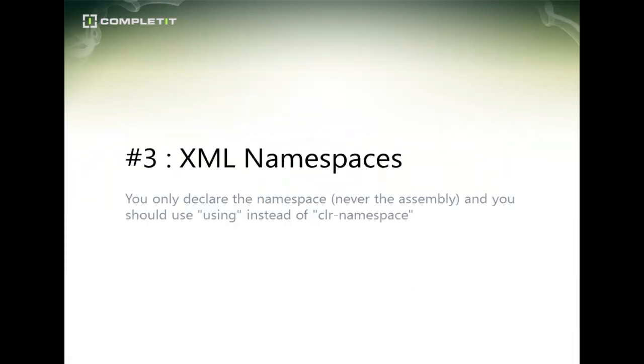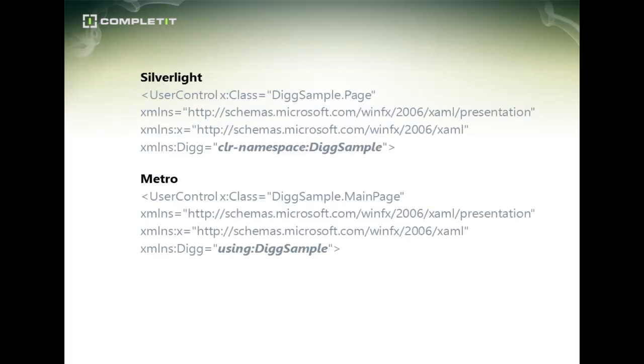So the next thing that I think every Silverlight developer needs to understand is the XML namespaces. You only declare the namespace, never the assembly, and you should be using the word "using" instead of "CLR namespace". And we'll actually take a look at this in just a little while, but just keep that in mind. So I'm going to go ahead and switch over to the next slide where you can see an example of this.